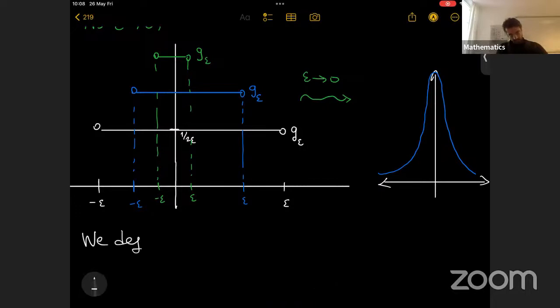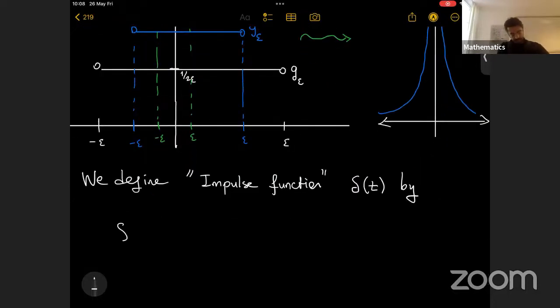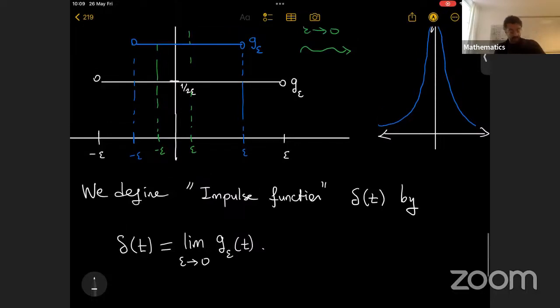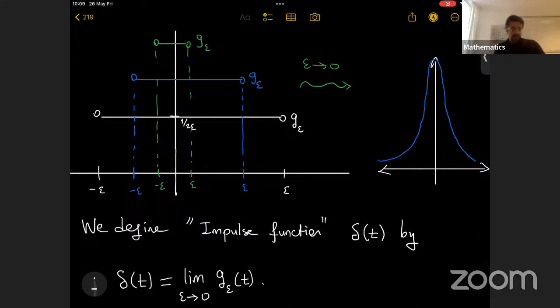So we define the impulse function delta. This will be denoted by delta t. So delta t is simply the limit of g epsilon t as epsilon goes to 0. Well, this definition is fine, but it's hard to understand what it looks like. Because as epsilon goes to 0, what happens? Well, the function becomes 0 except at t equal to 0, kind of.